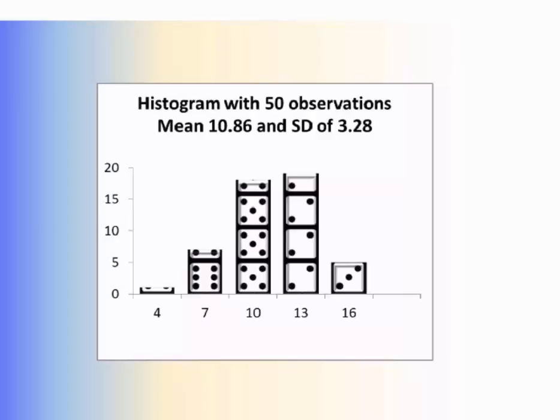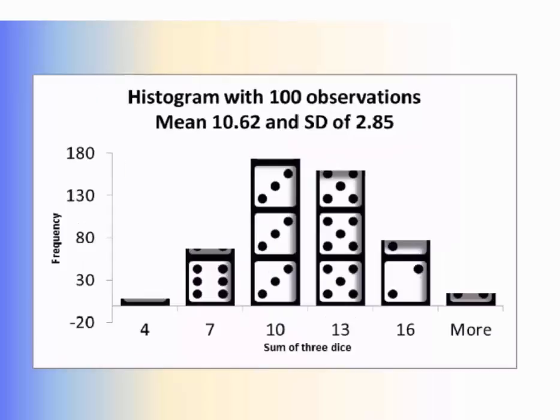So on average, this is sort of where our mean fell, kind of right in here, and we have the most observations here. Most of the dice fell in this range of 10 to 13. You can see that there. And that's because we only had 50 observations.